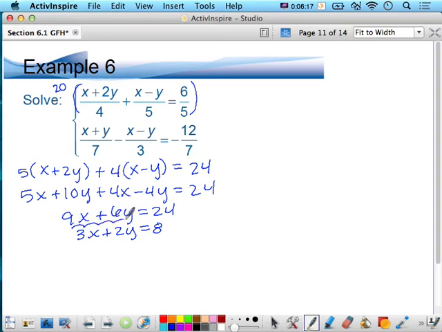So I'm going to kind of put a bubble around that to remind myself that's sort of what I'm working on. That's the first equation all cleaned up. 3x plus 2y equals 8.